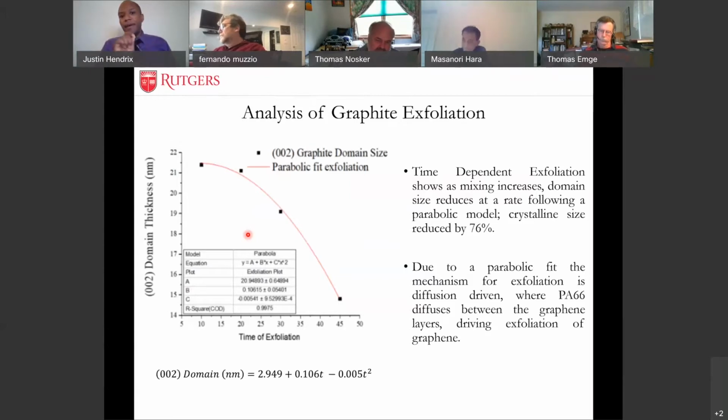Now, in fitting the data of exfoliation, one of the things that we found is that it has a parabolic fit, and that this parabolic fit is interpreted as driven by diffusion. So if you imagine the PA66 polymer diffusing in between layers of the graphite galleries, aiding as a mechanism for exfoliation. There are other mechanisms that actually reduce the size of graphite that we'll see, which we'll talk about a little bit later.